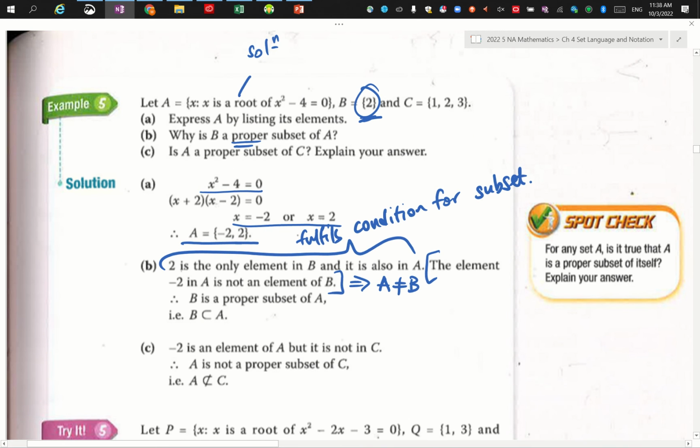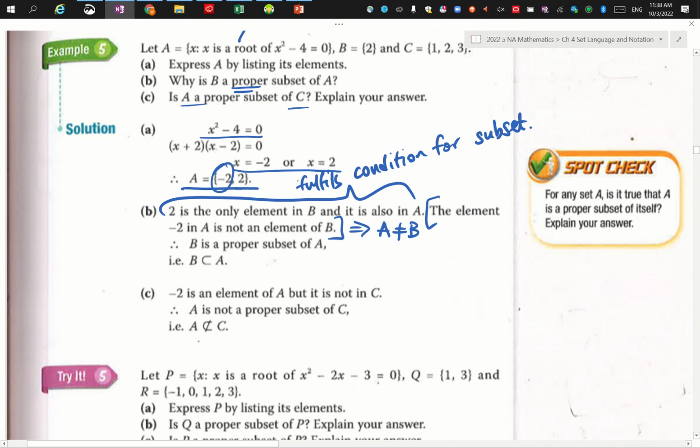Okay, now is A a proper subset of C? A, is it a proper subset of C? Answer is no, because A has this -2, but C doesn't have -2. So the presentation is that A is, draw a proper subset symbol and you just put a dash. It's not a proper subset of C. Any questions?